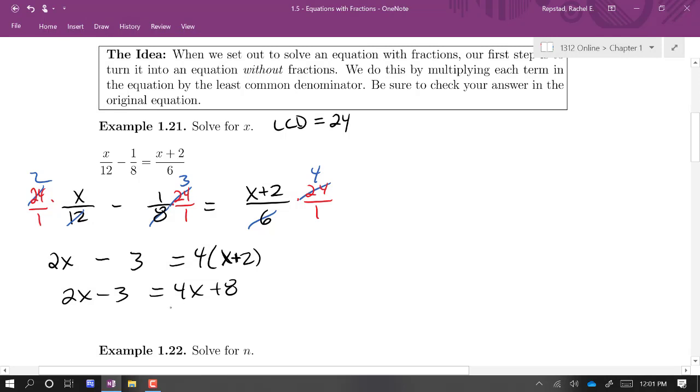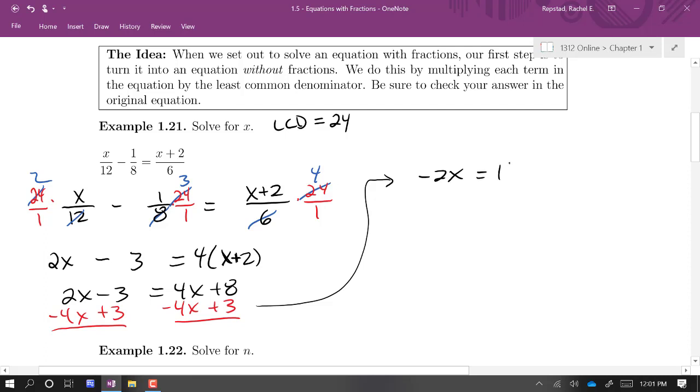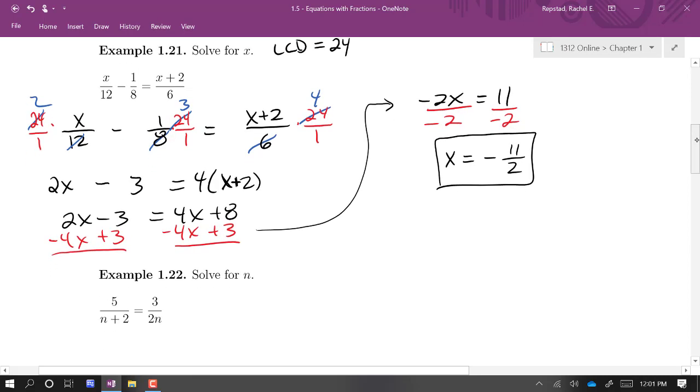We can, let's see, subtract 4x and add 3 to both sides. So that yields the equation negative 2x equals 11. And now all that's left to do is to divide by negative 2, and we get the result x is negative 11 halves. Alright, let's try another one.